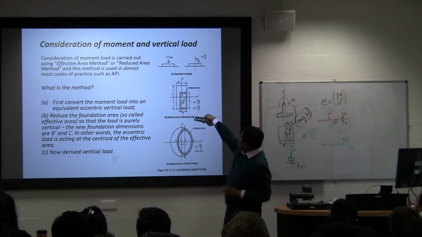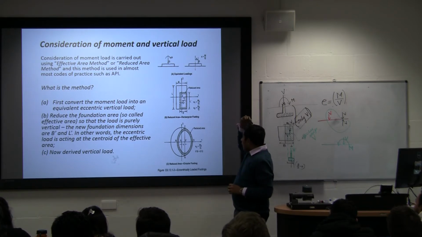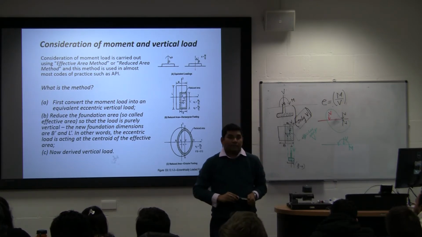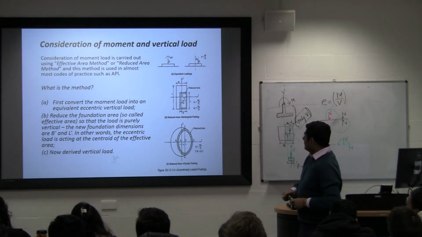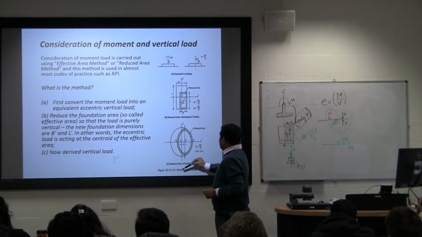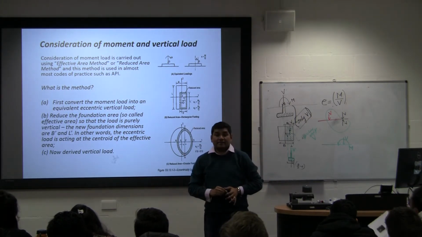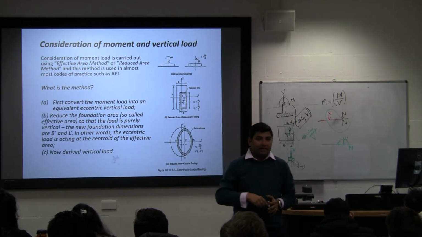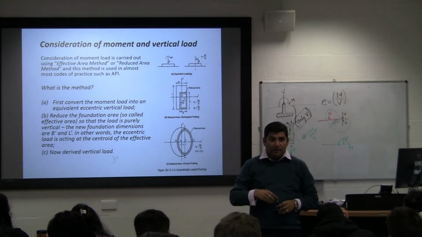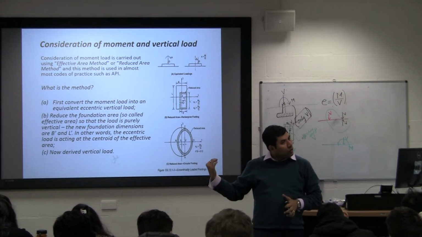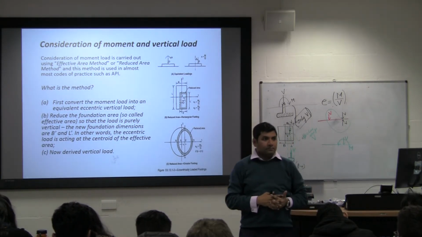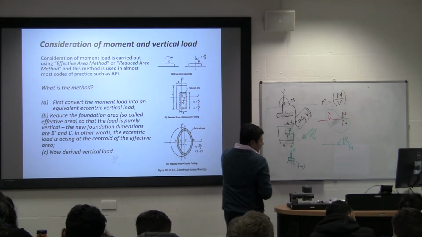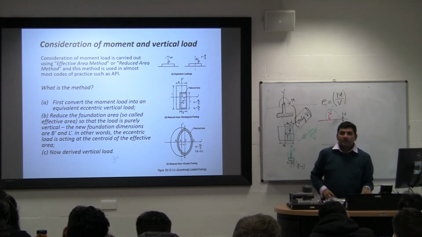So here is the sort of method, yeah. How will you do it for a circular footing? By the way, this is taken from the API code of practice. It is given in the notes, right? API, DNV, all the codes give you this way to do it. Now, how will you do it for a circular footing?